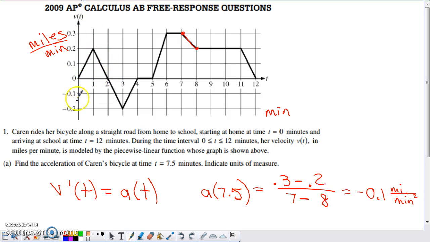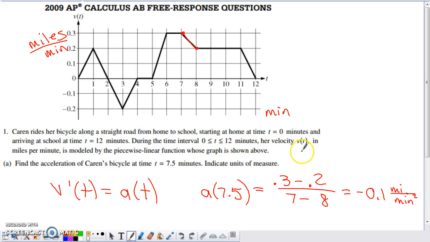The one thing that you've got to be careful of is the scaling on the y-axis here. We'll have a couple different places within this problem where that can definitely trip us up a little bit if we're not careful with it. But the situation described is that Karen rides her bicycle on a straight road from home to school. She starts at home at t equals 0 and arrives at school at t equals 12.